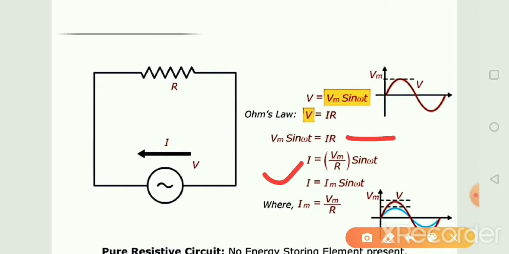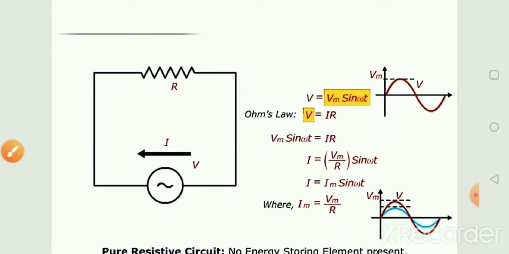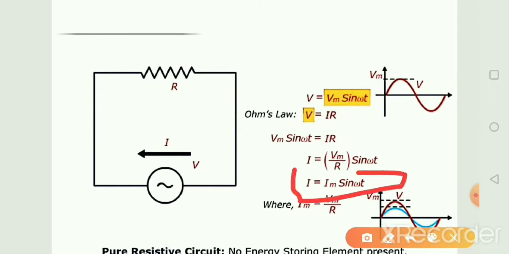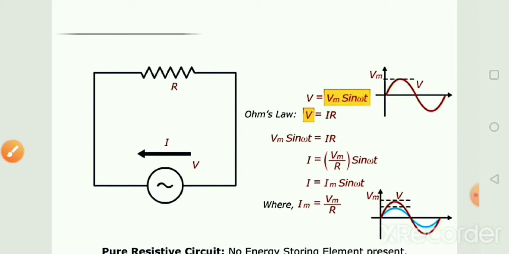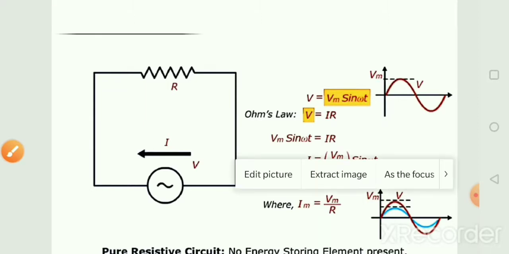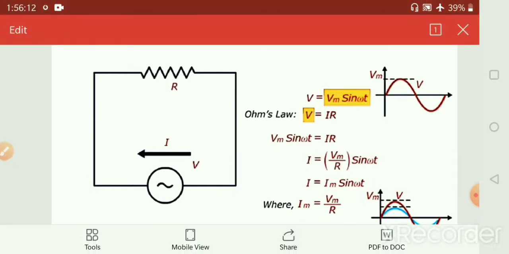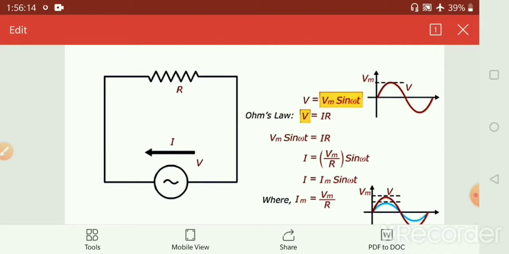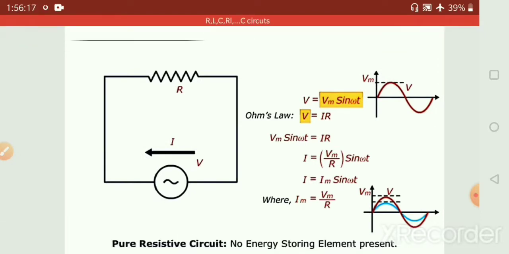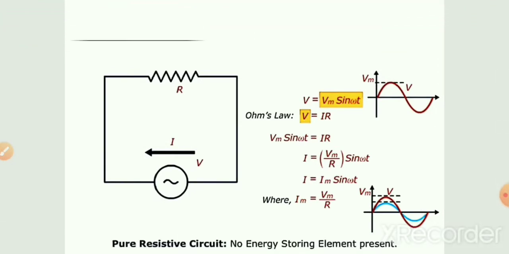So here Vm over R is denoted by Im. Im means maximum current. So this is the equation for the sinusoidal current, I equals Im sin omega t. This is a standard equation. And here Im equals Vm over R. So according to Ohm's law, we know that I equals V over R.